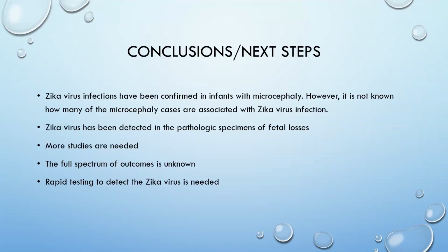More studies are needed to investigate the association of Zika virus infection and microcephaly, including the role of other contributory factors, such as prior or concurrent infection with other organisms, or the role of nutrition and the environment. The full spectrum of outcomes that might be associated with Zika virus infections during pregnancy is unknown and requires further investigation. In addition, there needs to be rapid testing to detect the Zika virus.